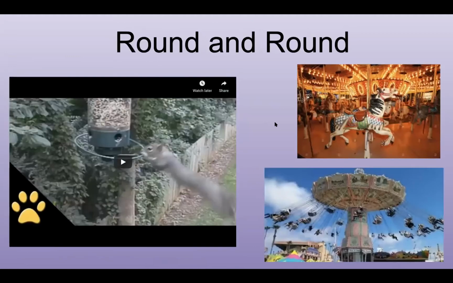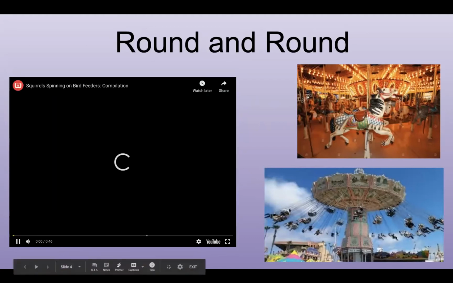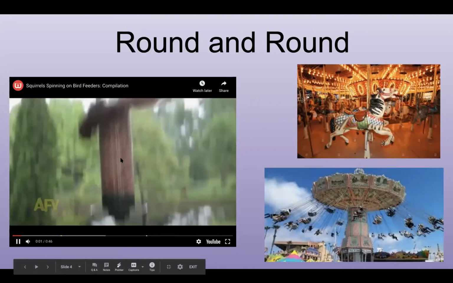Our next motion is round and round. So remember the nunchucks going round and round? I used to love going to the state fair when I was a kid, and these are some of the rides I would go on. The carousel, the horse would go up and down, but the ride itself would take you round and round. So let's look at the squirrel spinning.